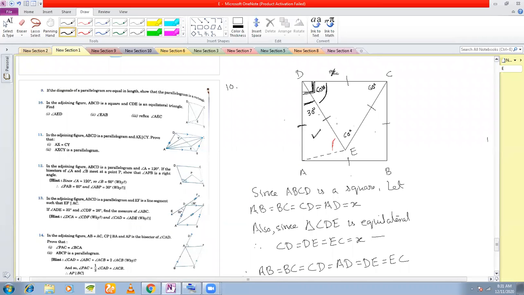Now, if this is 30 degrees, consider this triangle, AED. Do you see this is an isosceles triangle in which these two sides are equal? And in an isosceles triangle, the base angles are equal. So what are the base angles here? Opposite to this side is this angle. Opposite to this side is this angle. That means these two are the base angles and they must be equal. Let us take the base angles to be y.